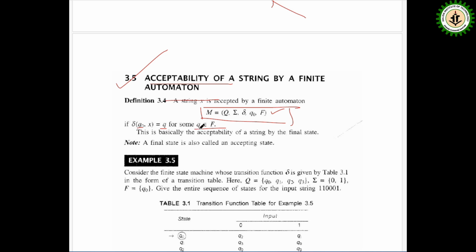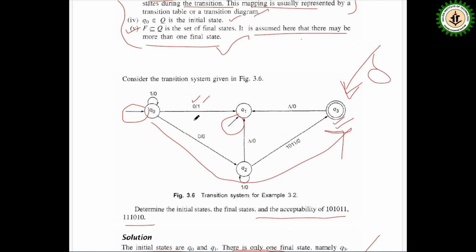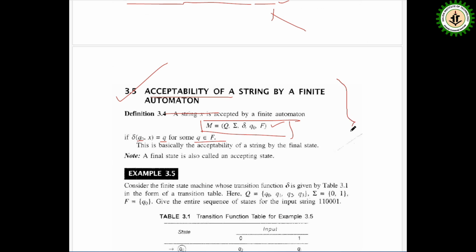For some Q belonging to F, what is F? F is the set of final states and Q is one of them. So Q is one final state, and if we reach Q using the string from the initial state, then it is basically the acceptability. As we already described, a string is accepted only if, using this string from the initial state, we can reach the final state. So this is the acceptability of a string.